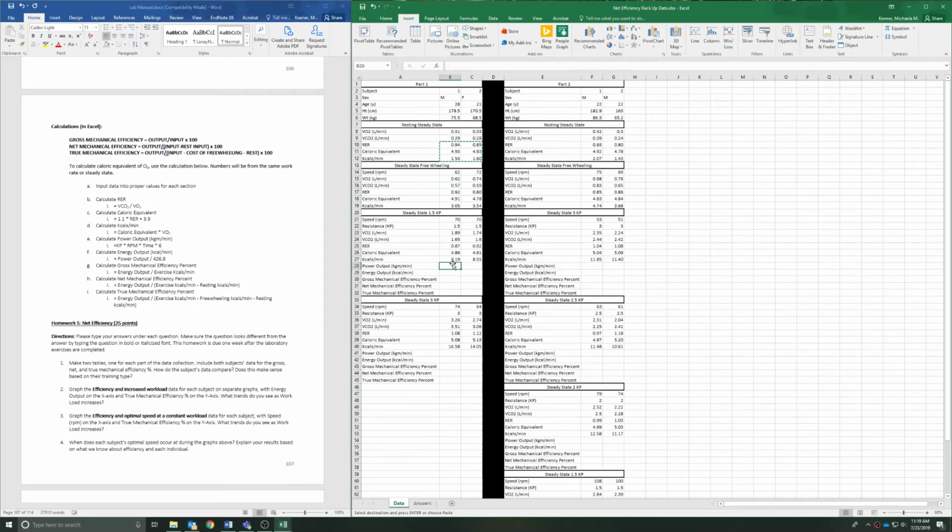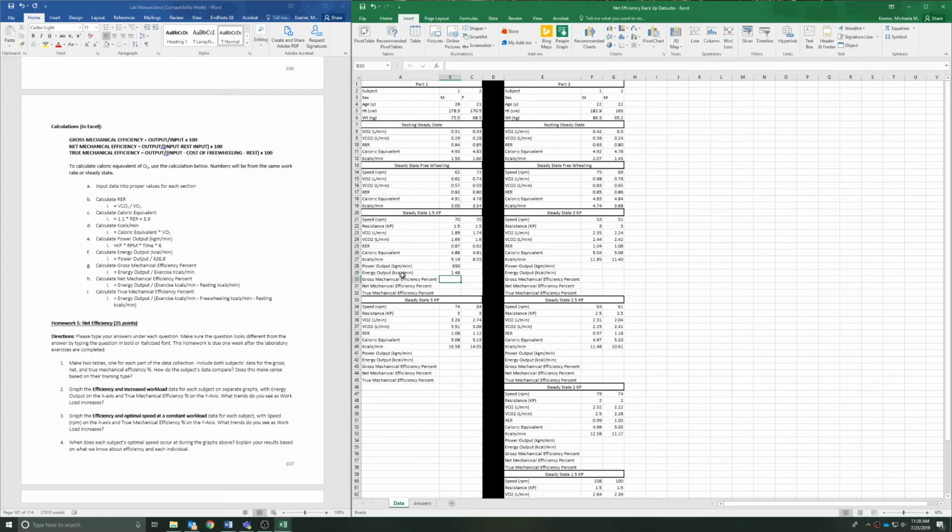Now we're going to calculate power output, which is equal to our speed multiplied by our resistance, multiplied by change in time, which is 1 in this case, multiplied by 6, which is the distance of that flywheel on the Monarch. To calculate energy output, we're taking this and dividing it by 426.8 to gain kcals per minute.